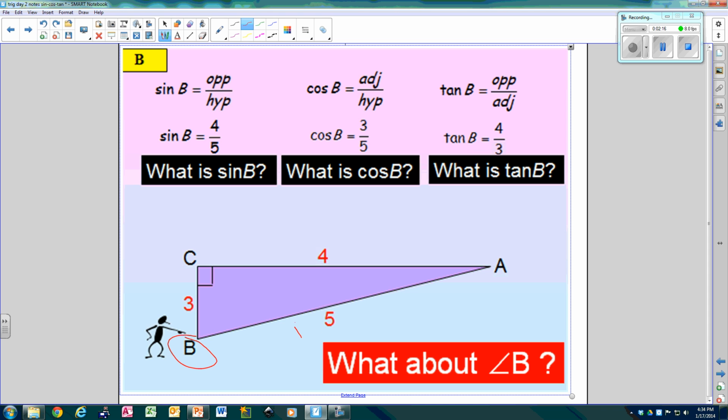Now we're going to look at angle B. So now this is still the hypotenuse. Now this side is adjacent and this side is opposite. So the sine is opposite over hypotenuse, so 4 over 5. Cosine is adjacent over hypotenuse, so 3 over 5. And the tangent is opposite over adjacent, so 4 over 3.